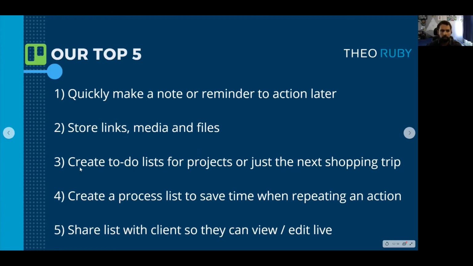The next one obviously is to create to-do lists for projects, or again for personal items if it's a family trip or holiday, something like that. And then you can create a process list called a Kanban, which is something we'll discuss. And that basically shows you how to go from the planning stage to the progress stage to completion. So that's more for a longer term project.